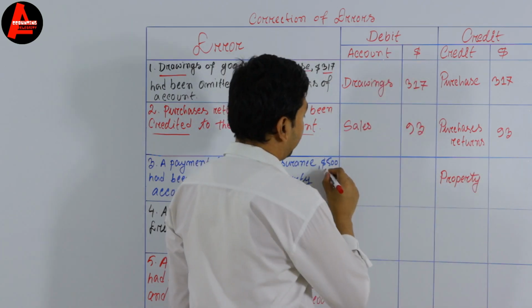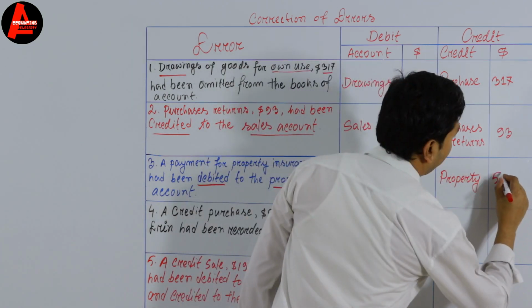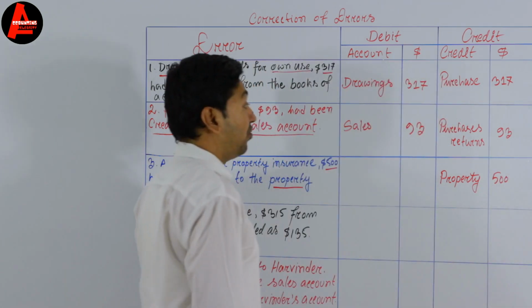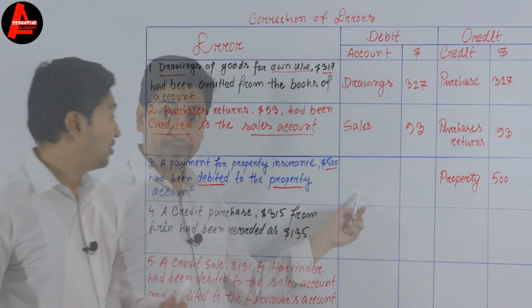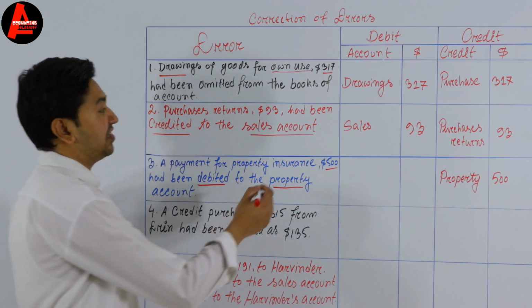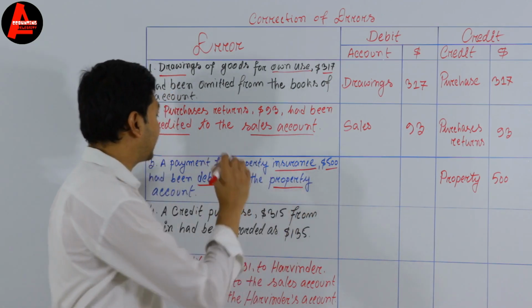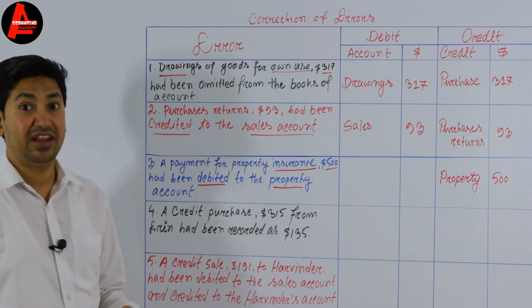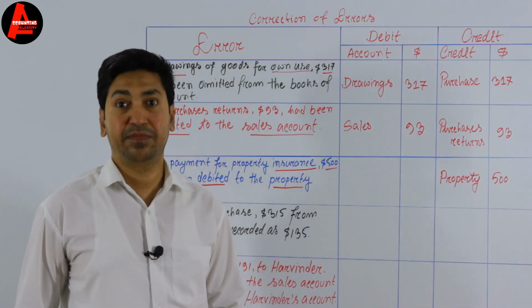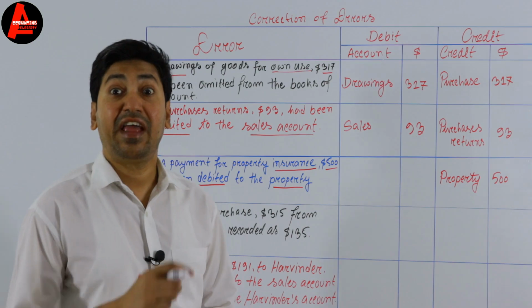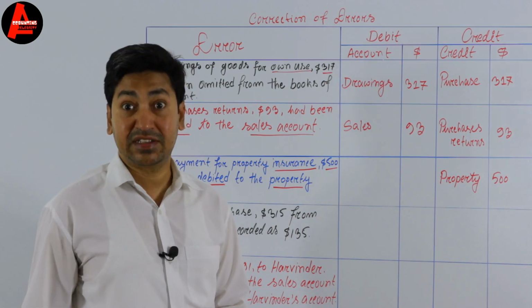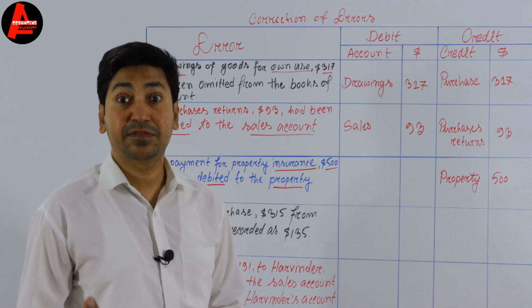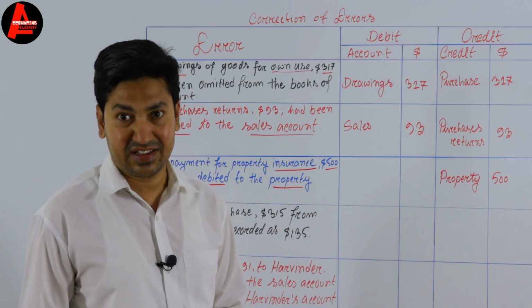Okay, the amount is here $500. We will write here 500. Now what will be debited here? So here we have insurance. It is an expense, a payment for property insurance. Insurance is an expense, a nominal account. So here expense increased for the business. Increase in expense will be debited.